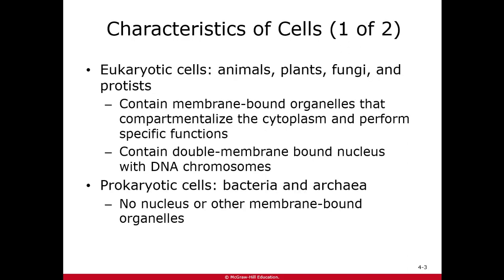Eukaryotic cells are found in animals, including humans. Prokaryotic cells are found in bacteria and anything in the archaea domain. I'm going to go through differences, but a big difference between a eukaryotic cell and a prokaryotic cell is that prokaryotic cells are a lot simpler. They don't have a nucleus, and they don't have any membrane-bound organelles. That means they don't have any organelle that has that phospholipid bilayer on the outside of the organelle itself. That's too advanced. These are simple organisms, so they have very simple cells.